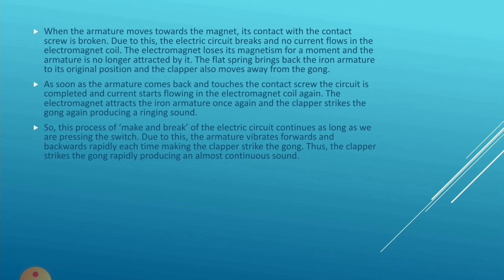The electromagnet attracts the iron armature once again and the clapper strikes the gong again, producing a ringing sound. So this process of make and break of the electric circuit continues as long as we keep pressing the switch. Due to this, the armature vibrates forwards and backwards rapidly, each time making the clapper strike the gong. Thus, the clapper strikes the gong, producing an almost continuous sound.